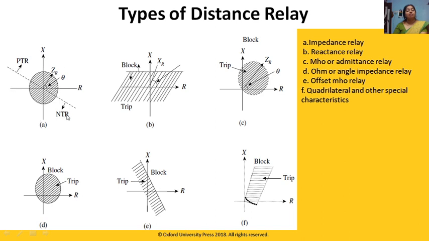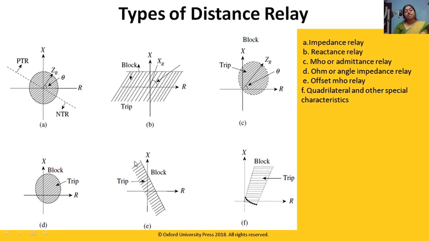This is our which relay? Impedance relay. This is a reactance relay. This is a mho relay. This is offset mho. You can check this is shifted. In forward offset this circle will be shifted up, in reverse offset the circle will be shifted down. This is angle admittance relay, angle impedance relay or ohm relay.